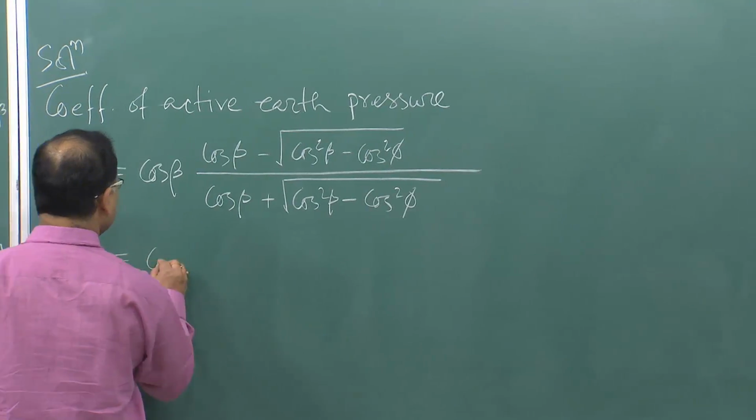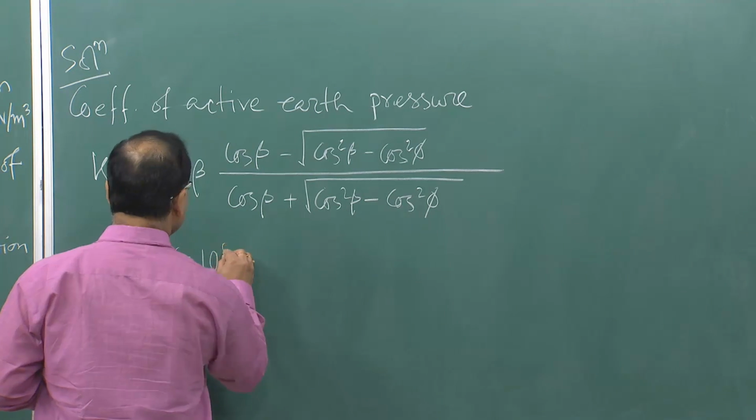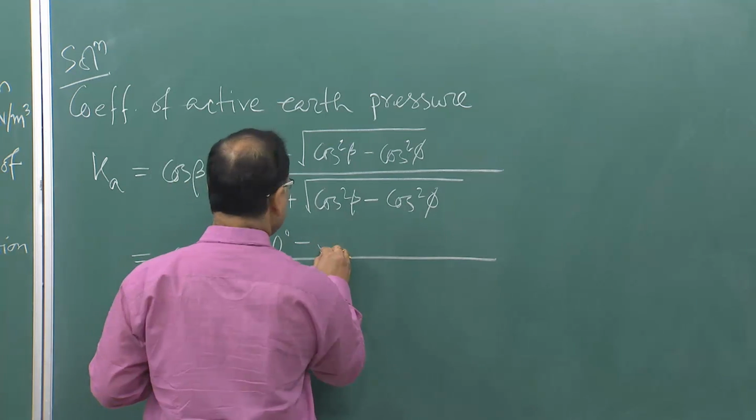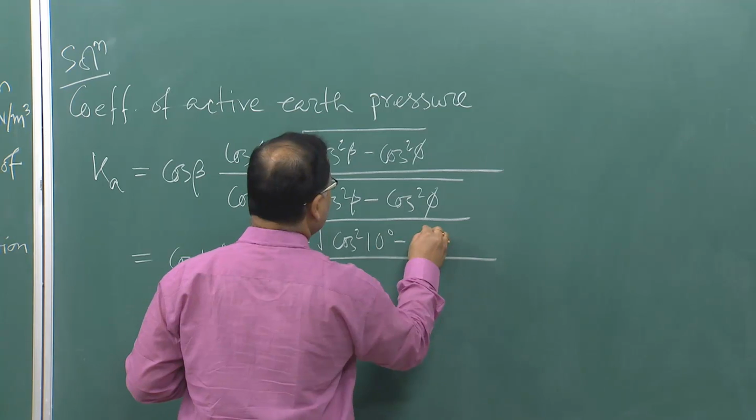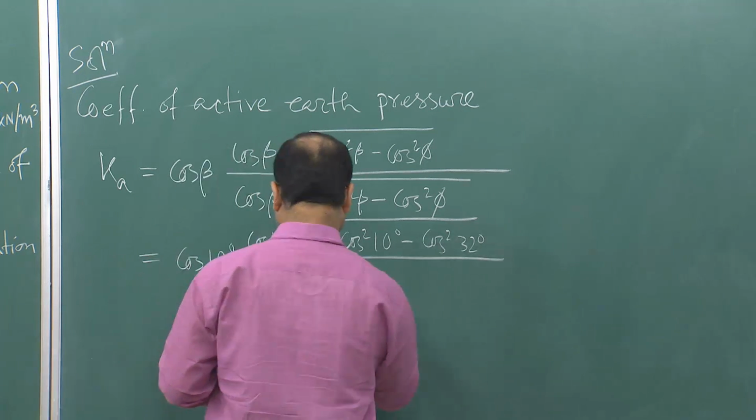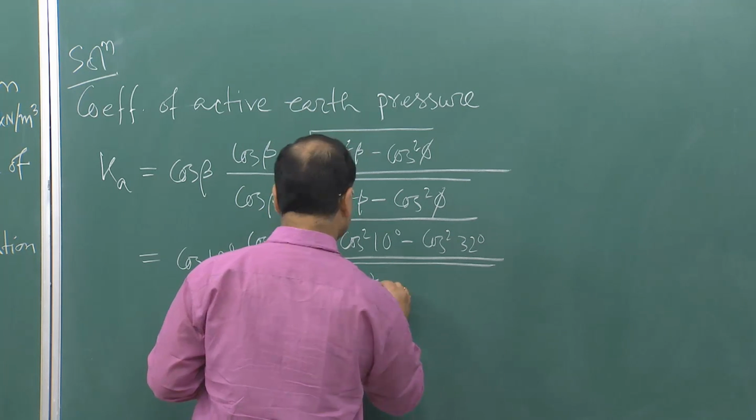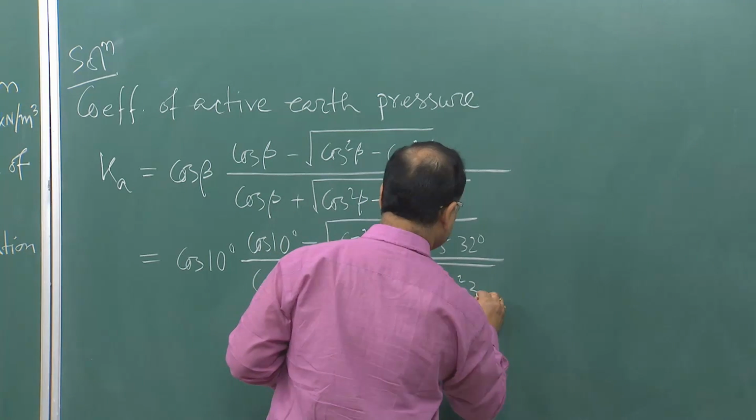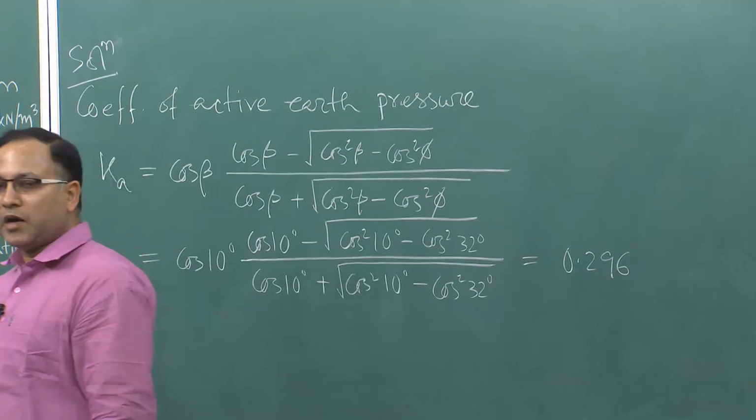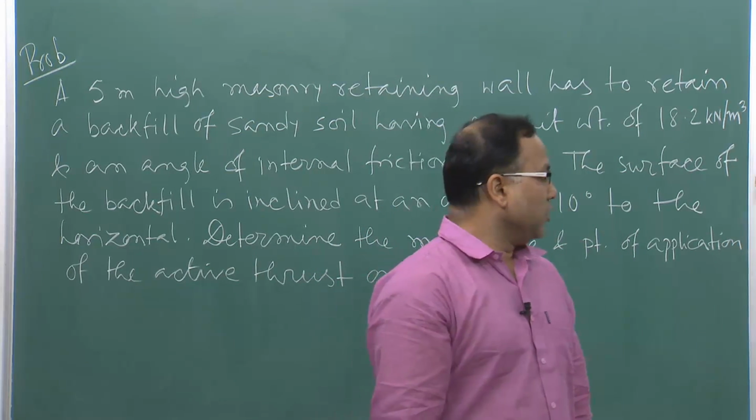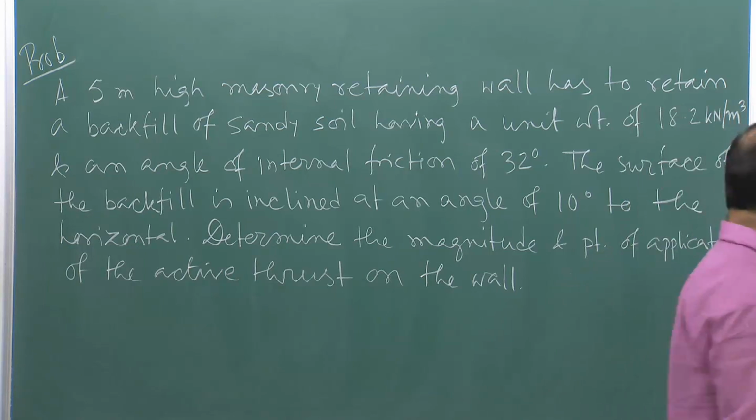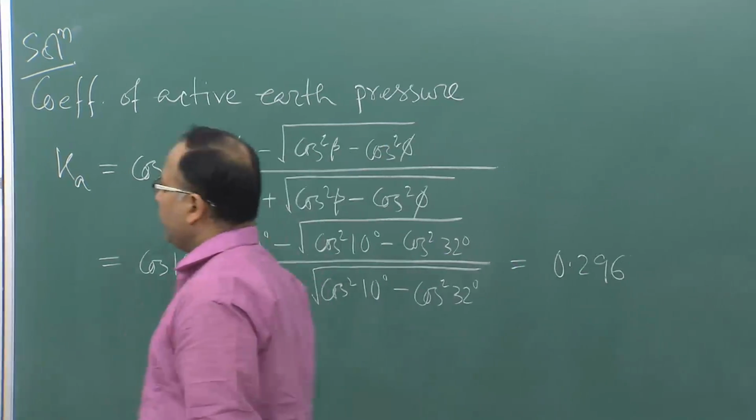In this formula, instead of beta I can put 10 degree: cos 10 degree into (cos 10 degree minus square root of cos square 10 degree minus cos square 32 degree) divided by (cos 10 degree plus square root of cos square 10 degree minus cos square 32 degree). That gives me 0.296. That is the only tricky part of this problem, otherwise it is pretty straightforward. You can find out the distribution of the active earth pressure, and from there the active thrust. Anyway, this is your active earth pressure coefficient for this inclined backfill.